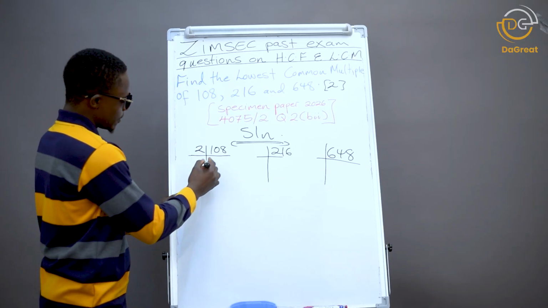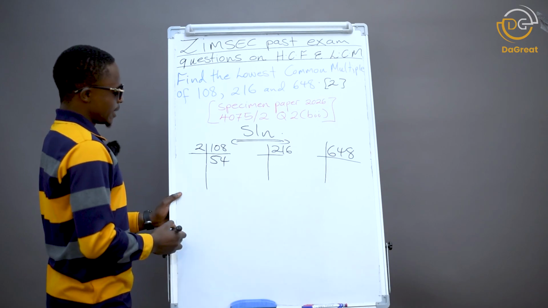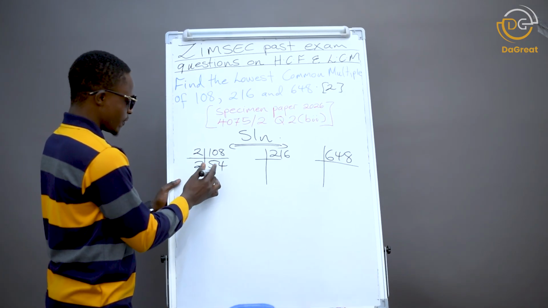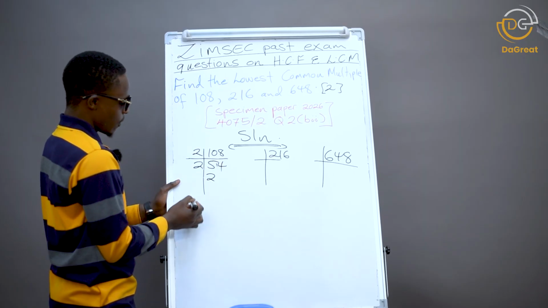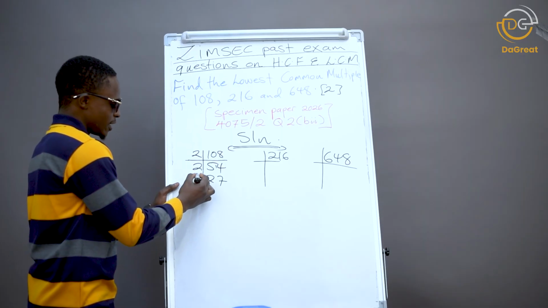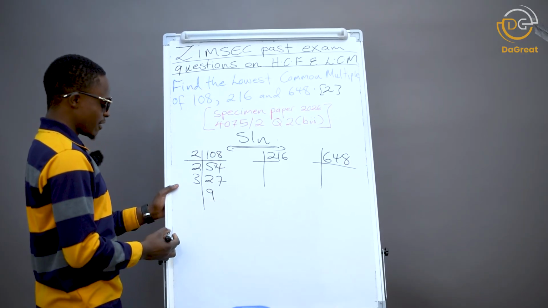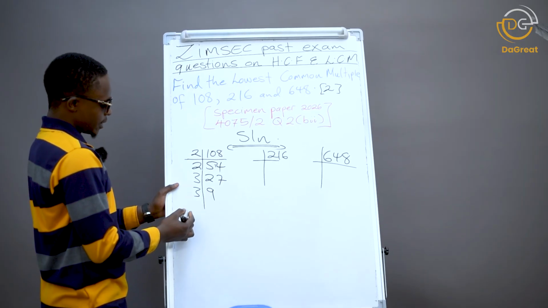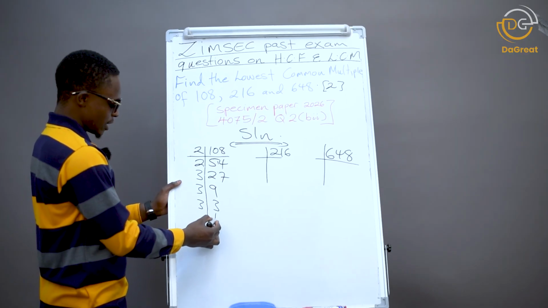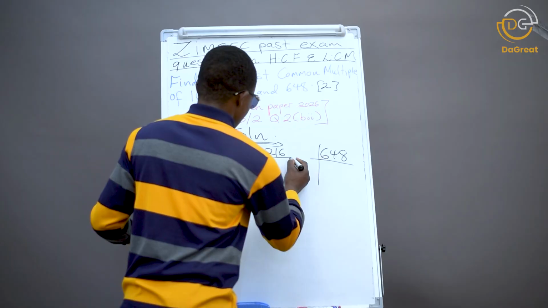2 into 108 is 54. Then the smallest prime factor of 54 is 2. 2 into 54 is 27. The smallest prime factor of 27 is 3. 3 into 27 is 9. Then the smallest prime factor of 9 is 3. 3 into 9 is 3. Smallest prime factor of 3 is 3. 3 into 3, 1.